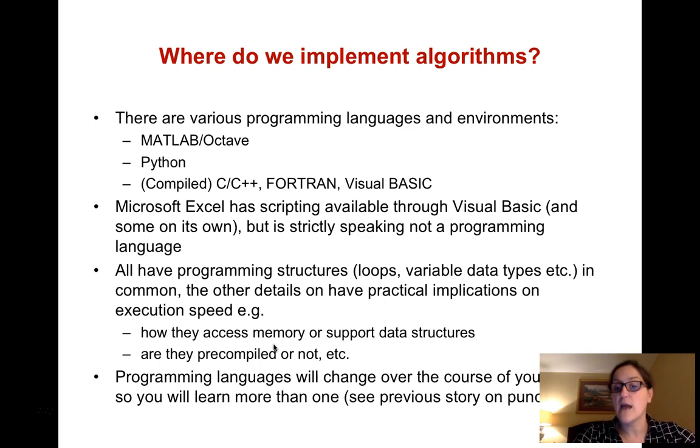Now how do we tell the computer what to do? The set of rules is actually called a language. So there are programming languages and environments. Some common ones that you learn programming in are MATLAB and Octave, Python, also Java, C and C++, Fortran, Visual Basic, and so forth. There's a number of them. There are generations, and they do change over time. So we will pick one of them that is getting to be a very popular language. It's Python.